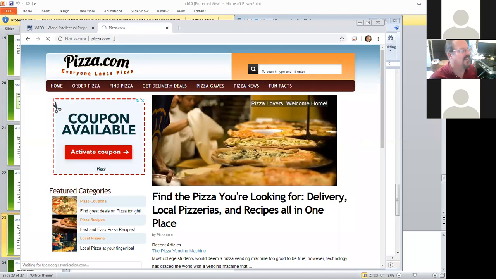Everyone loves pizza. Okay, so I don't know who that is, but they're pretty freaking lucky that they got pizza.com, aren't they? So what the WIPO does, and there was not much governance back then.